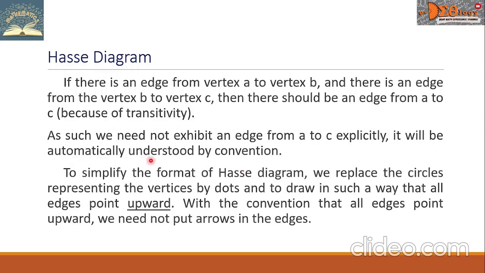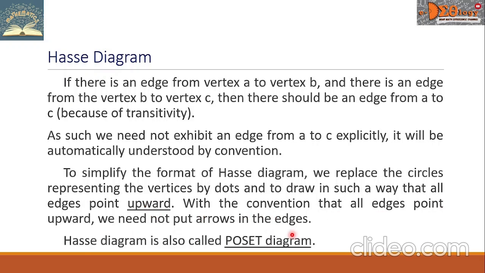To simplify the format of the Hasse diagram, we replace the circles representing the vertices by dots, and we draw in such a way that all edges point upward, with a convention that all edges point upward. We need not put arrows on the edges. The Hasse diagram is also called a poset diagram.